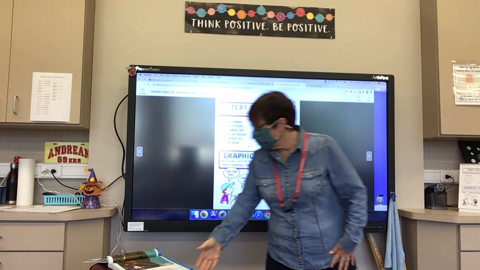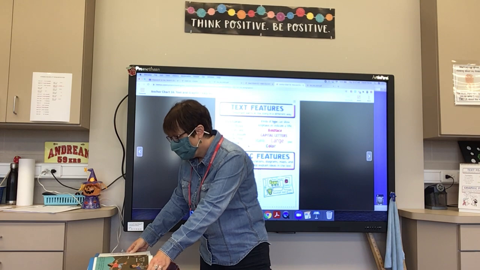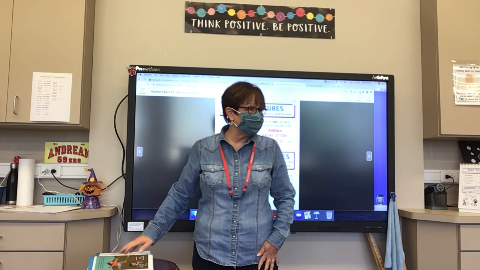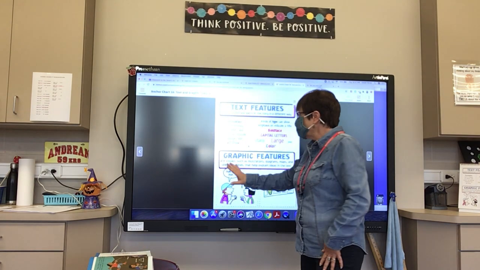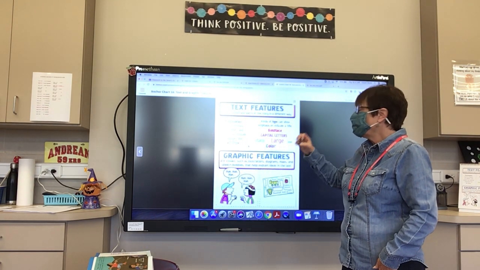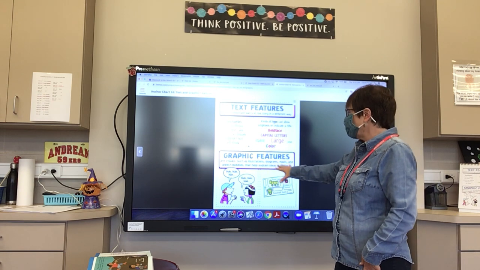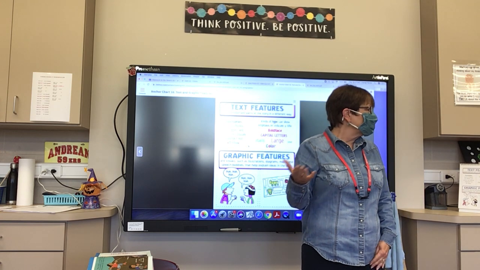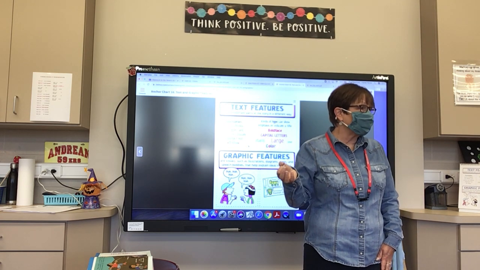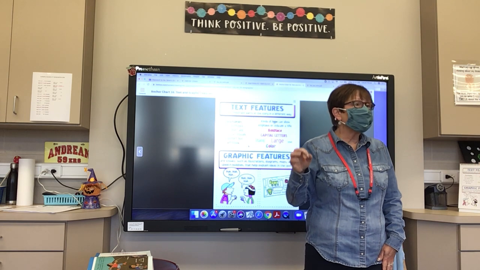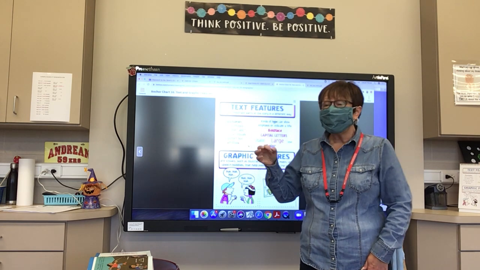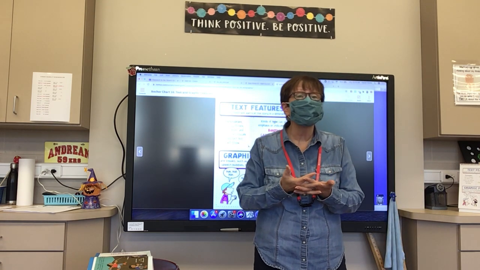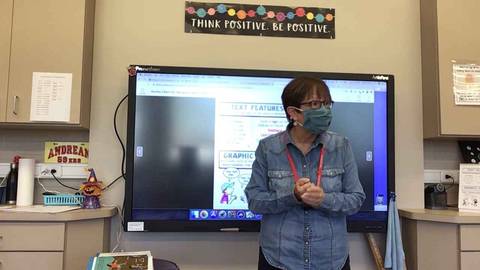In Dear Primo, they have different things, and we're going to be discussing those different things that we're seeing with the text. We have different graphic features that are illustrations. So there can be diagrams, maps, speech bubbles, and we had some speech bubbles the other week. So there were different types of graphic features. Today, we're going to be reading different pages in our story, and we're going to be looking for different text features. Yes?